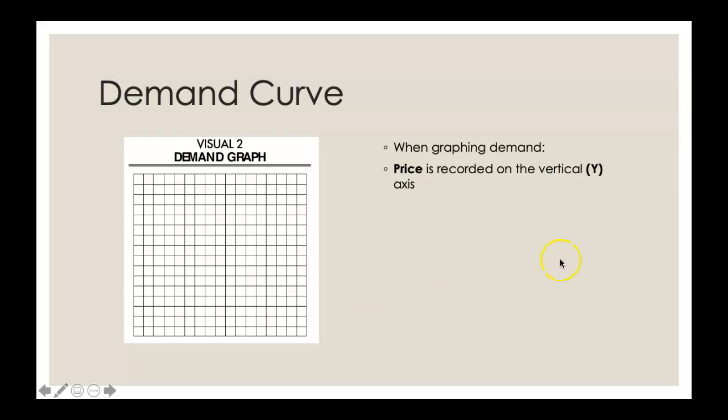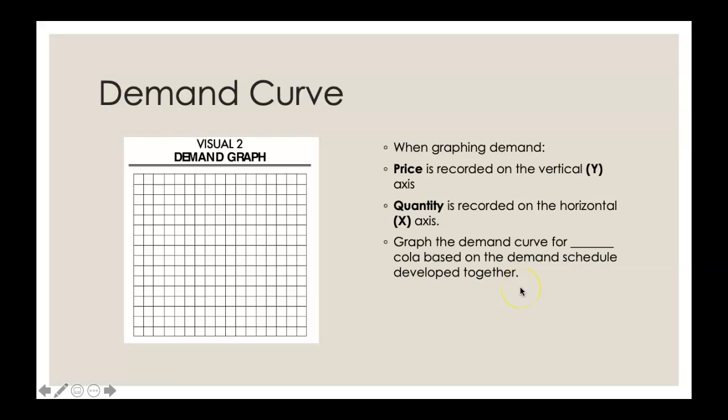Price is recorded on the vertical axis, so you're going to put a P over here for price, and then you're going to put a Q down here for quantity. You're going to put the prices as we did in class, 50 cents, $1, $1.50, etc. on your y-axis, going up, starting from 0 down here, and then the quantity 0 to whatever your maximum was in your class activity, and then quantity of sodas.